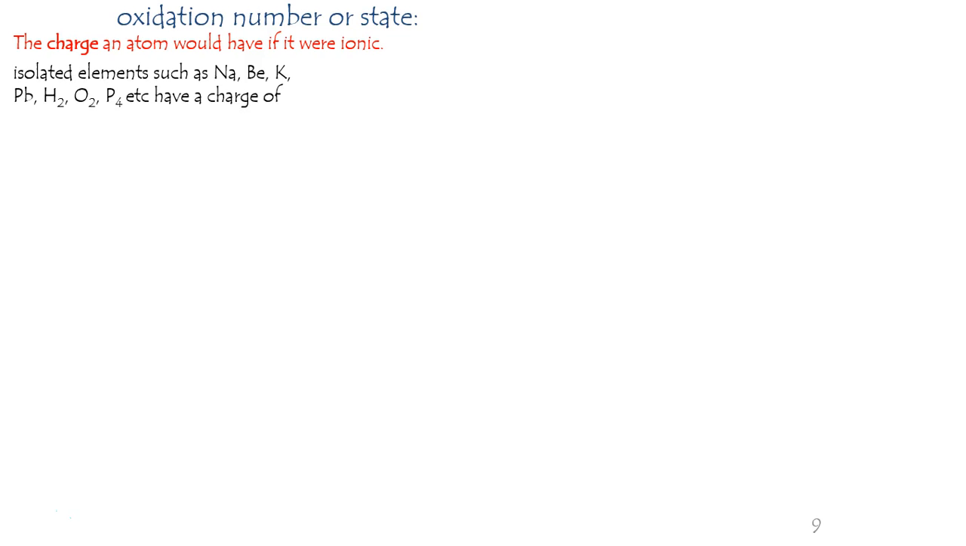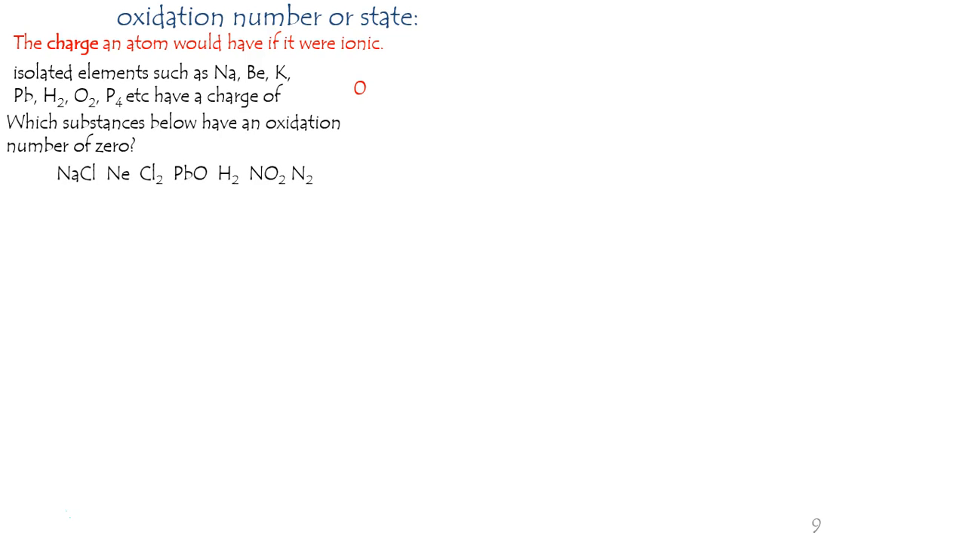If it's just an isolated element, that means the atom, like sodium atoms, beryllium atoms, potassium atoms, they have a charge of 0. Now, potassium, for example, does not want to have a charge of 0. It's a very unstable atom, but you can buy potassium metal, and it has no charge. It has that one valence electron. It has not lost it yet. So circle the ones that have an oxidation number of 0.